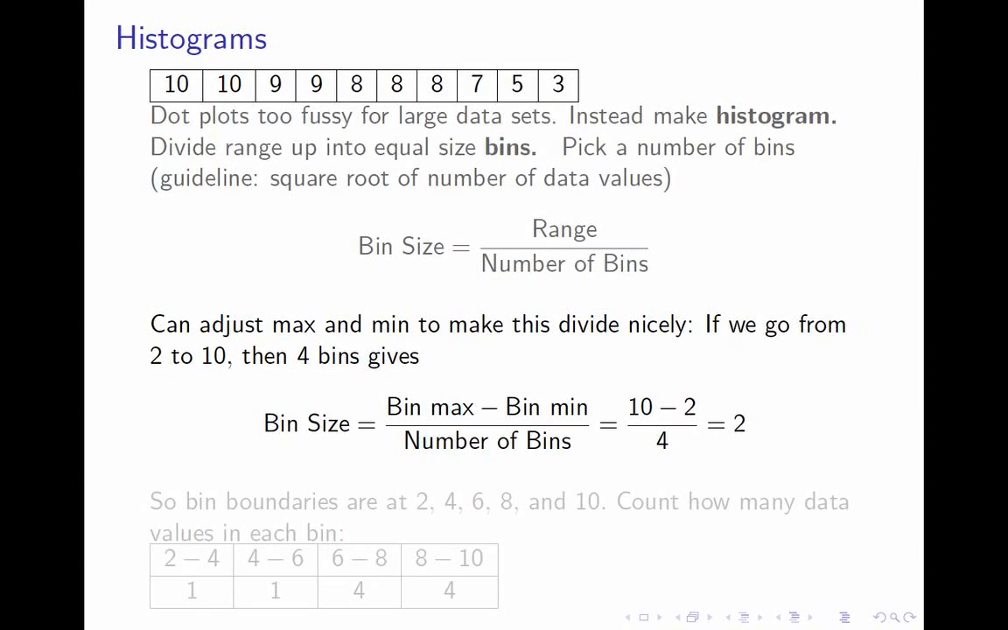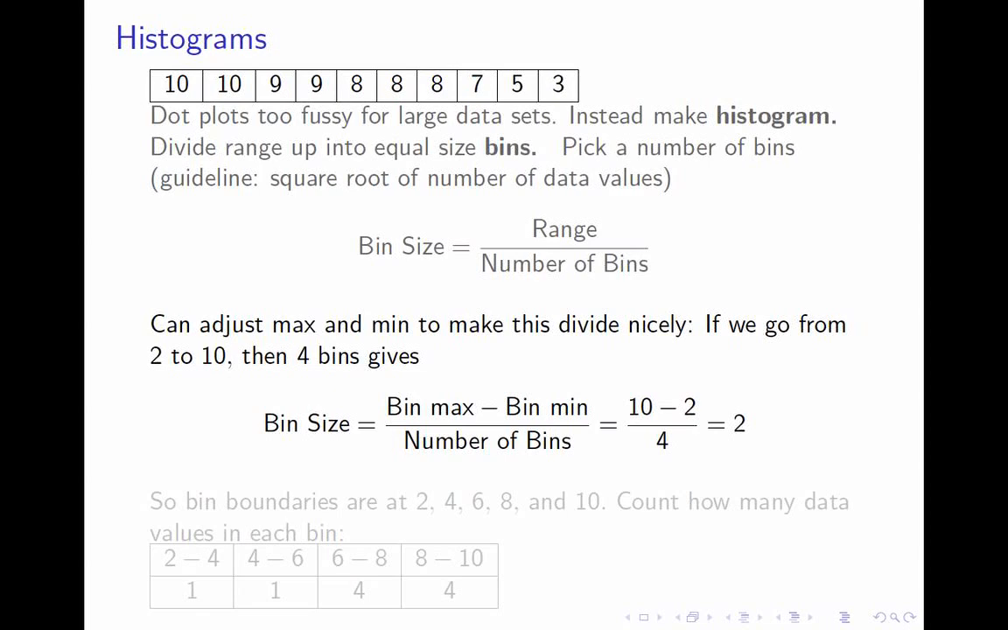So instead, I'm going to move the minimum down from 3 down to 2. So now 10 minus 2 is 8, and 4 divides into that nicely to get 2. So I'm going to have 4 bins, each of width 2.